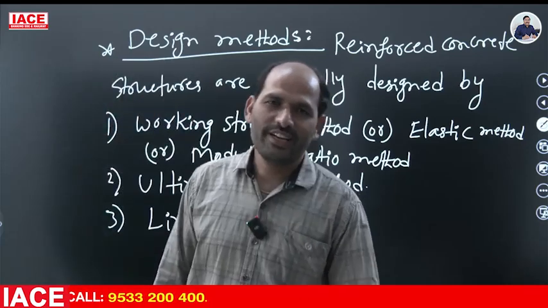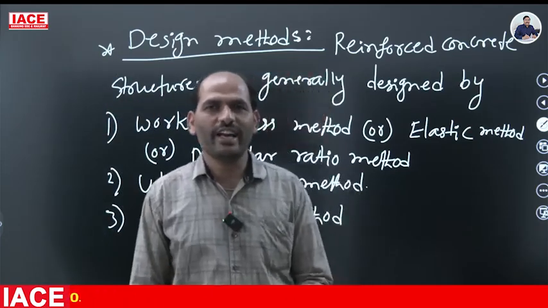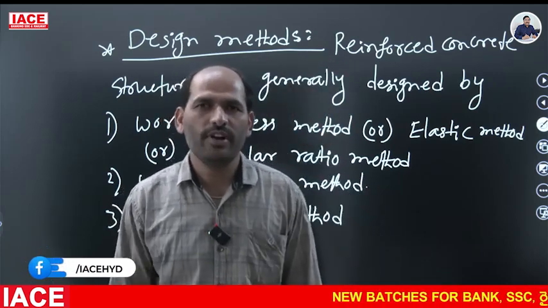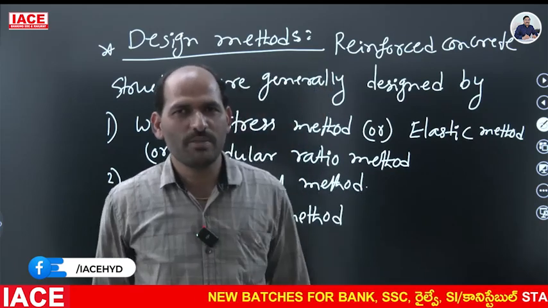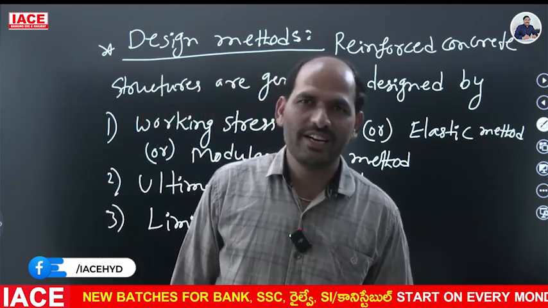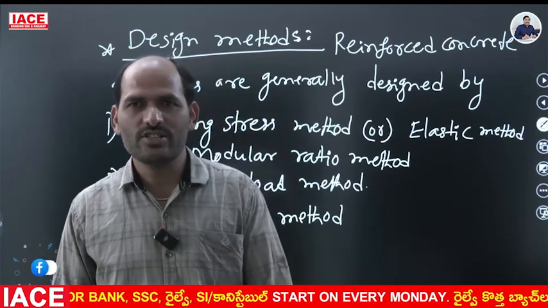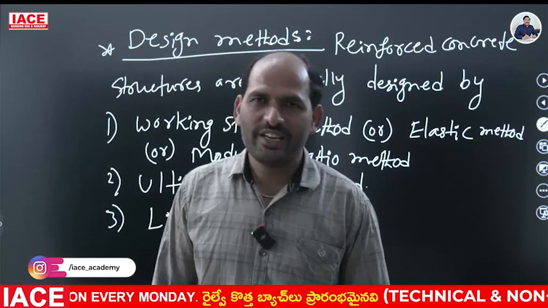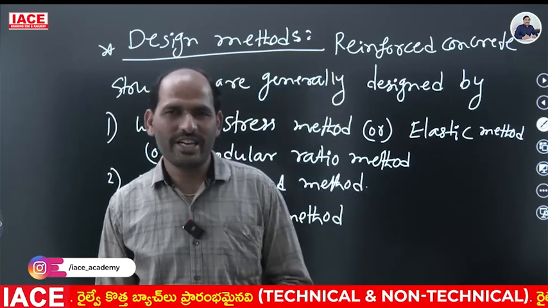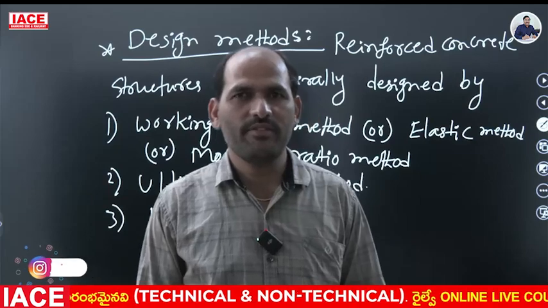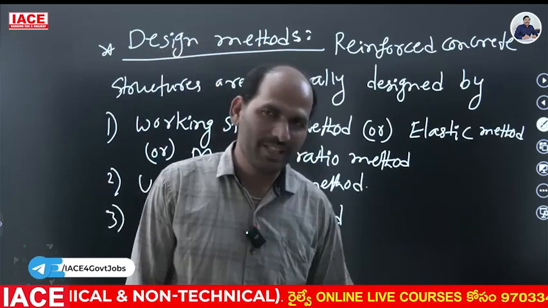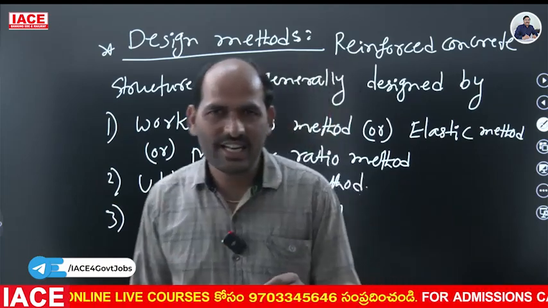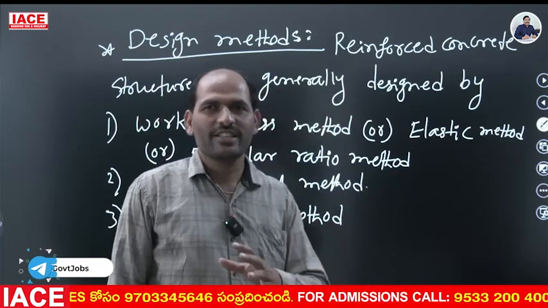So from the design point of view, all reinforced concrete structures are designed by using 3 different methods: working stress method, ultimate load method, and limit state method. Among these three methods, the working stress method and limit state method are used from the design point of view, but the ultimate load method is not used in design. Let us learn each of these methods in detail.